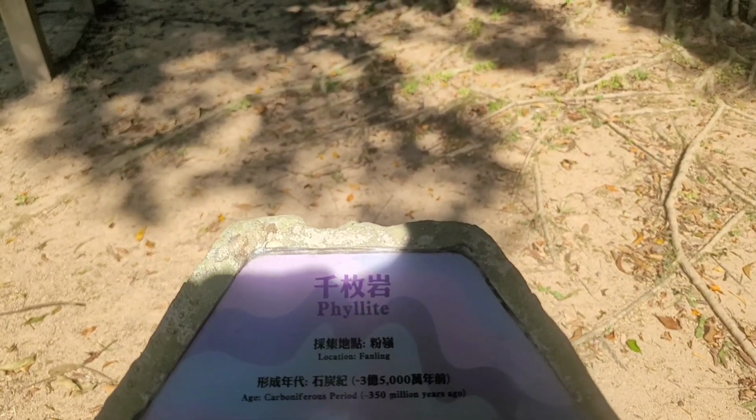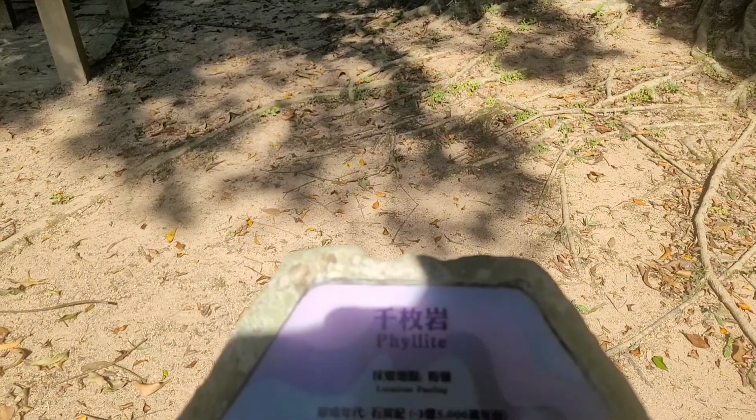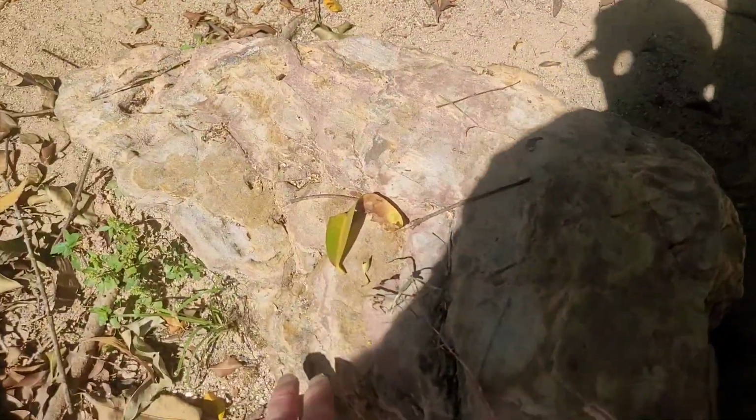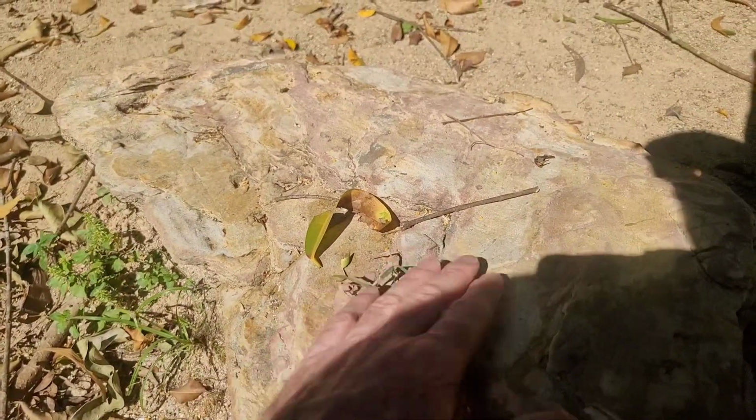Okay, parallel directional force. This comes from Fanling, 350 million years ago. And it just looks like a sandstone pretty much. It's been layered.